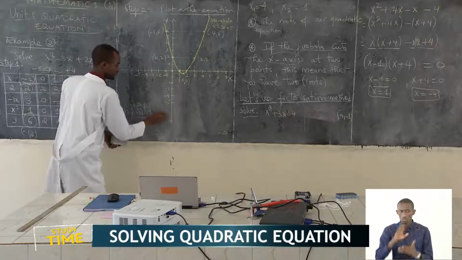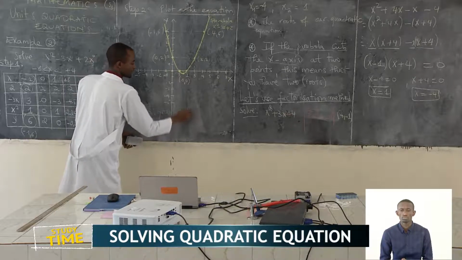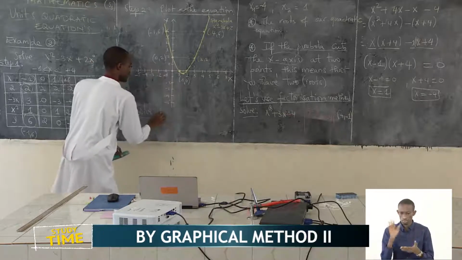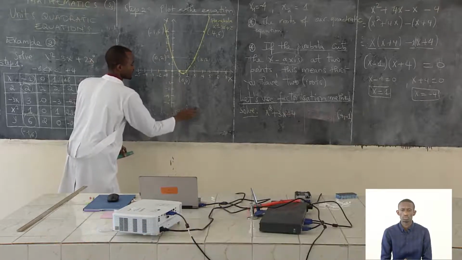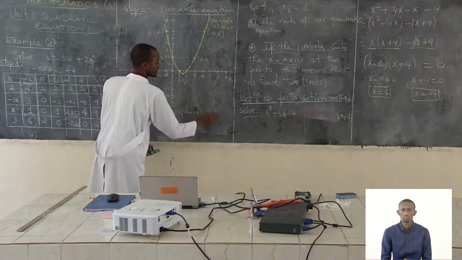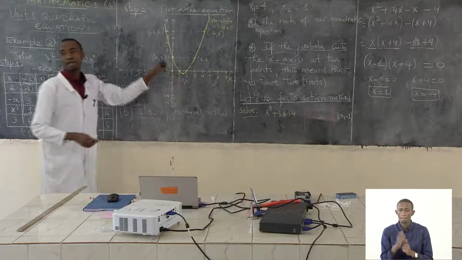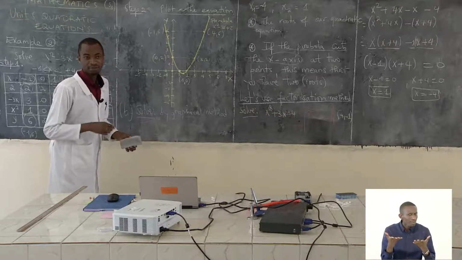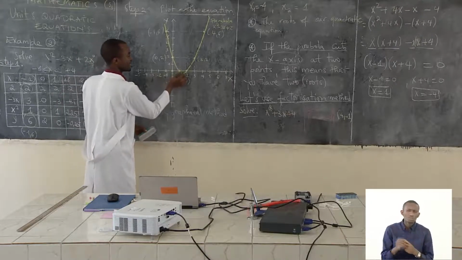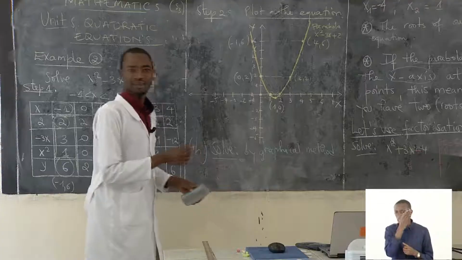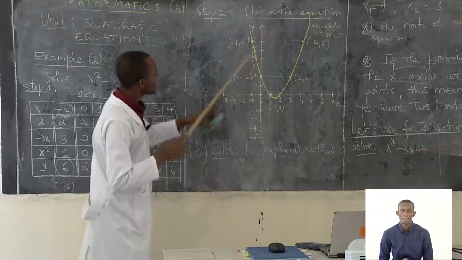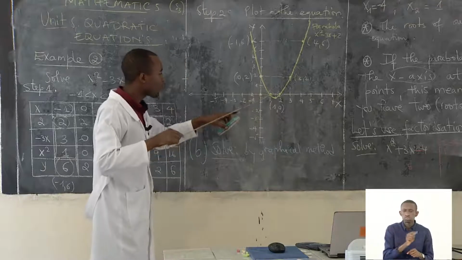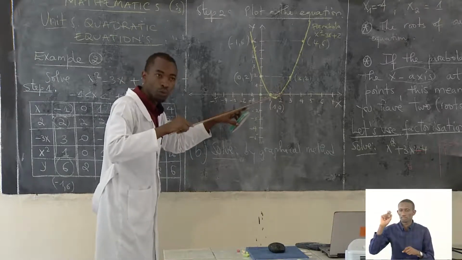Number B is to solve graphically. To solve graphically, or by using the graph method, you just look where the graph is cutting the x-axis. Can you tell me where? I think everybody sees it. It's here and there. Look at this. It comes from here, goes down, and it cuts the x-axis at point 1 and at point 2.